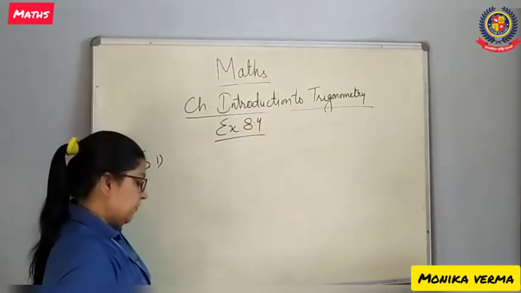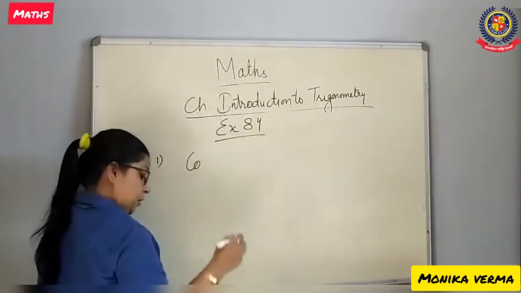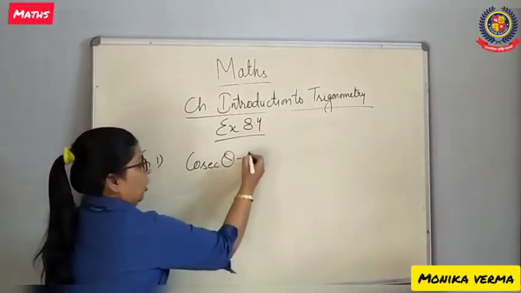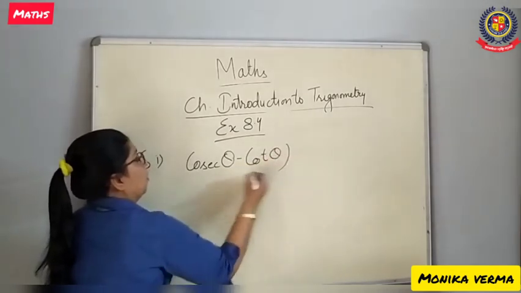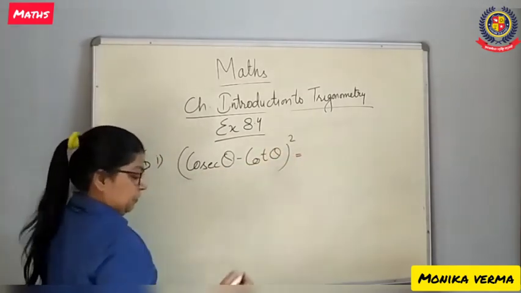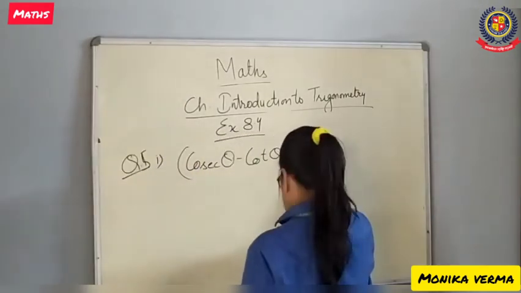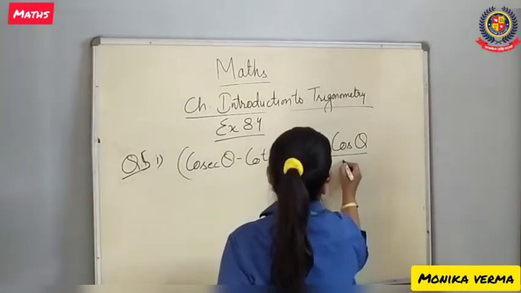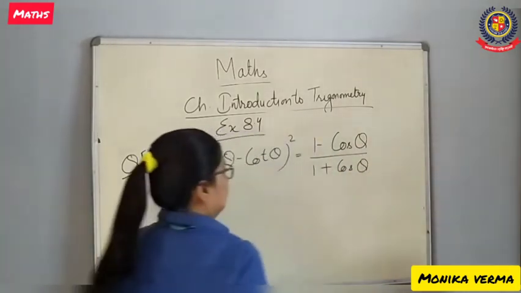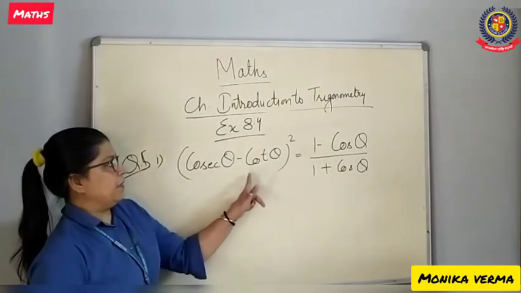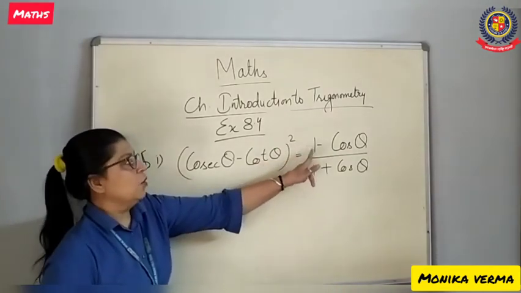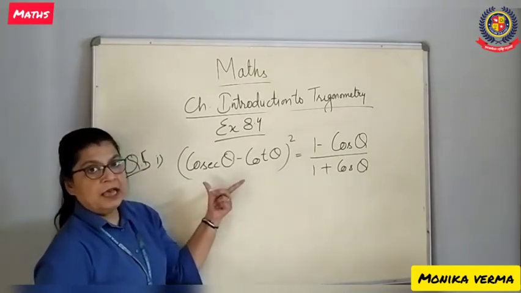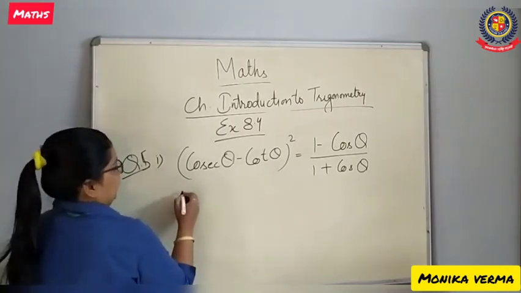Am I clear? First part is cosec theta minus cot theta whole square is equal to 1 minus cos theta upon 1 plus cos theta. We have to prove this. We do not have cos in the LHS, so first of all we'll simplify it.